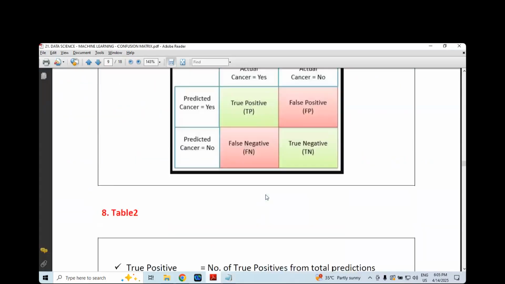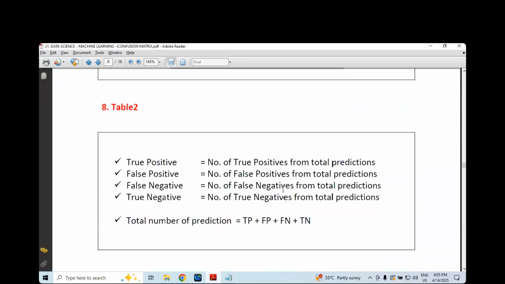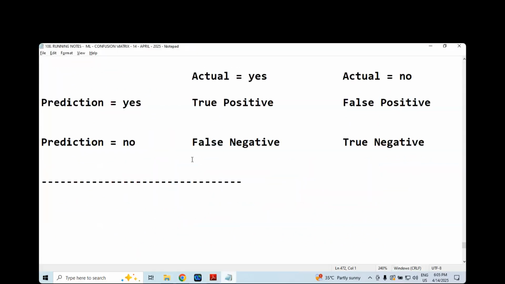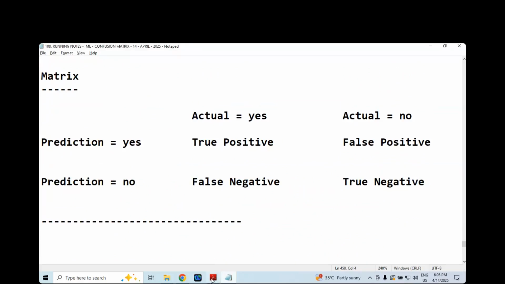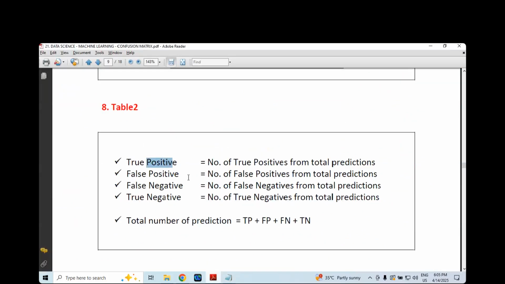Move to the next. Now slowly by slowly try to understand. During the interview, they will ask you to explain the true positive. First your definition should be: prediction is yes and actual is yes. Then theoretically you need to tell one point. That point would be, true positive means the number of true positives from the total prediction. One more time: number of true positives from the total prediction.